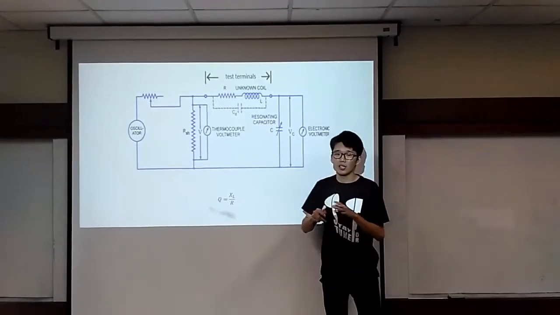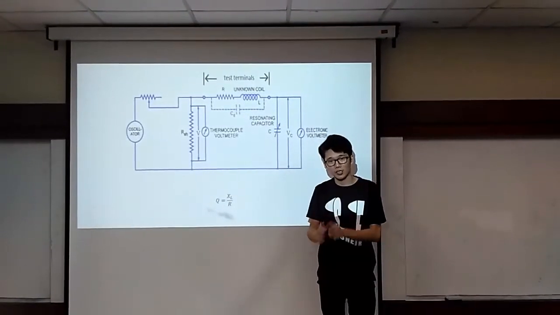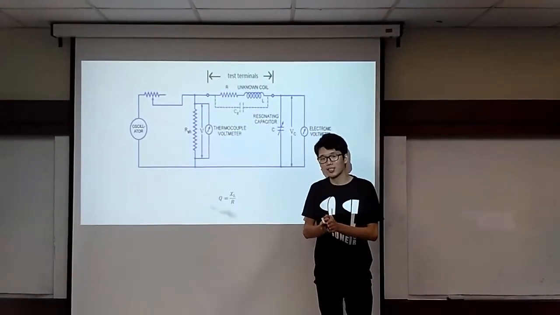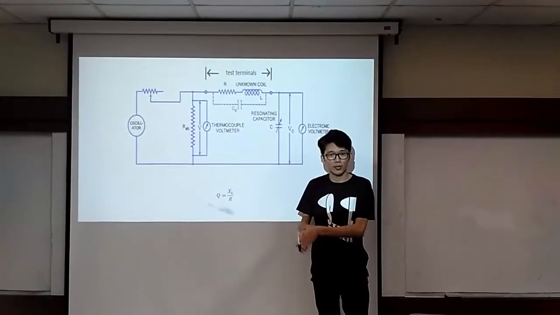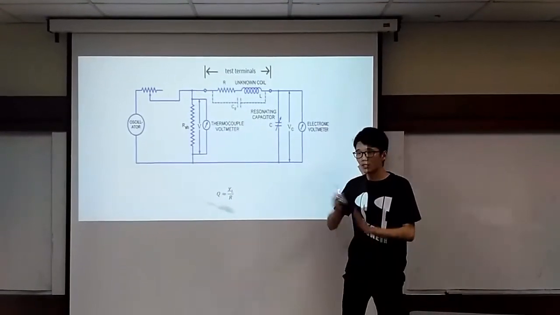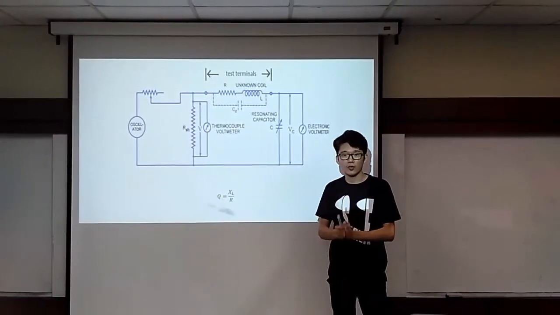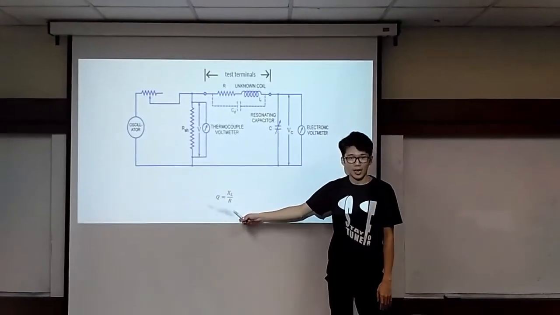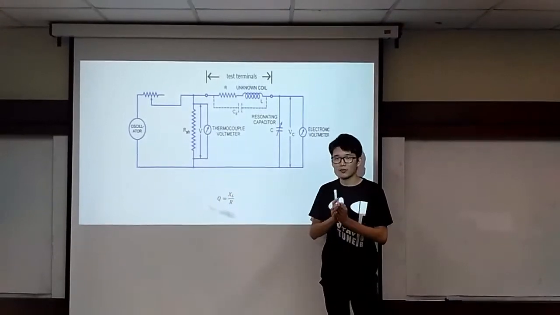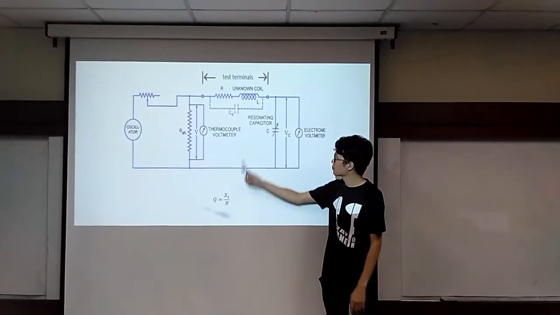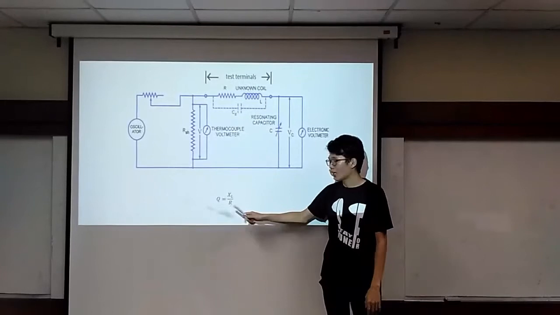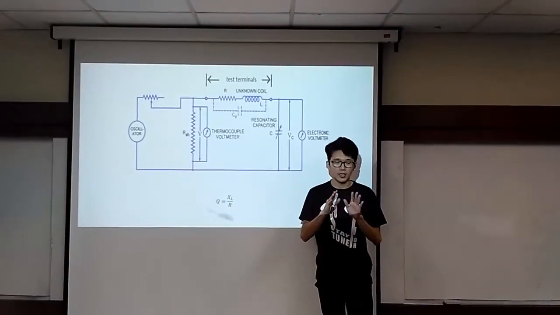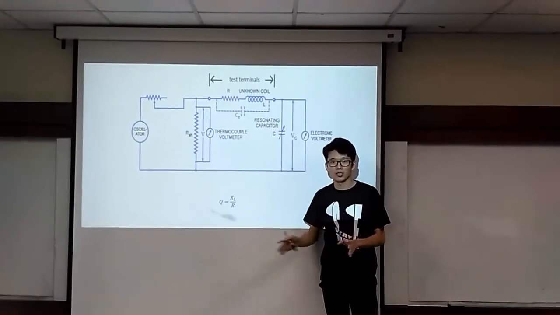So actually, today we will present the application of a Q meter. A Q meter is mainly designed to measure a Q factor. So first of all, we have to know what the Q factor is. The Q factor is defined as XL over R. XL stands for the reactance of the inductor, and R is the resistance of the inductor. So I will briefly explain how it works.